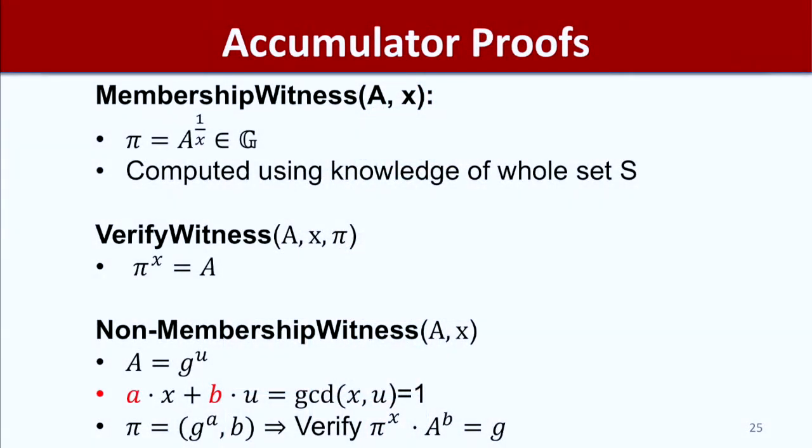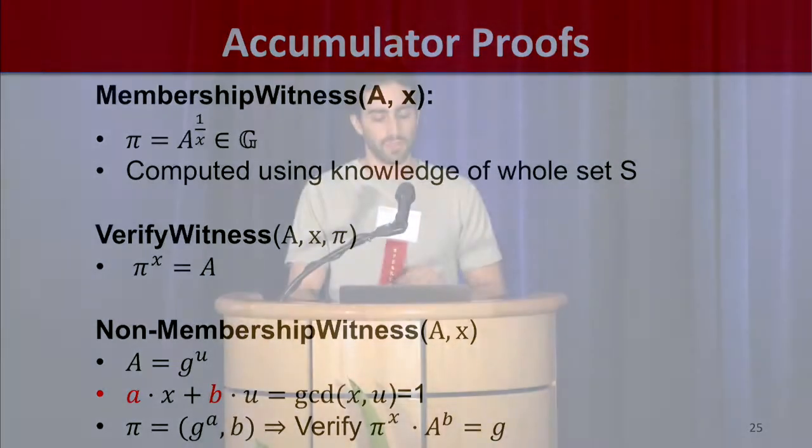Now, non-membership witnesses look a little different. It involves computing these coefficients, a and b, such that a times x plus b times u, where u is the current exponent on the accumulator state, is equal to 1. And that is possible because this element x, if it's not in the set and it hasn't been accumulated, should be coprime with the exponent u. And so then you do that, and you give basically one group element, g to the a, and then one of these integers b, and that can be used to verify, according to this equation, that the non-membership witness is valid.